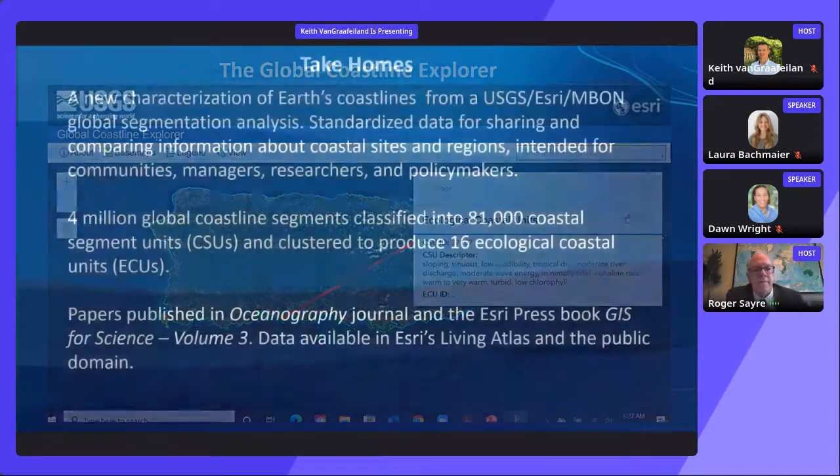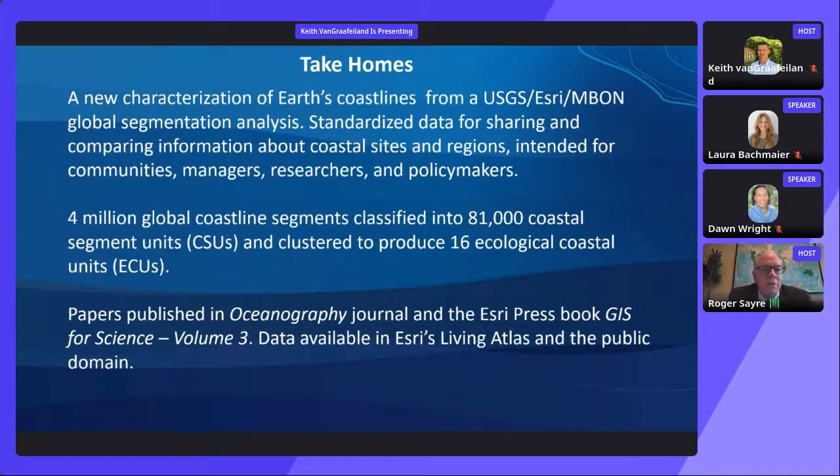Okay, Keith. So for take homes, we have new management-appropriate coastline data, which is intended to be useful for researchers, managers, communities, and policymakers. And there are so many potential applications, too many to list here. You will see some of these potential applications in the presentations that follow from Keith, Kevin, and Laura. We have papers for you.